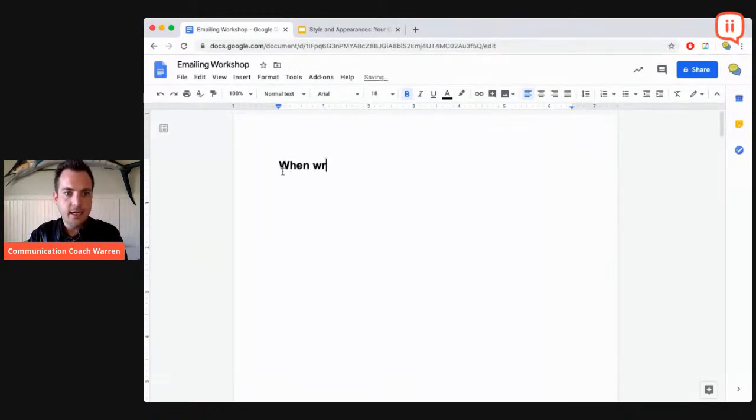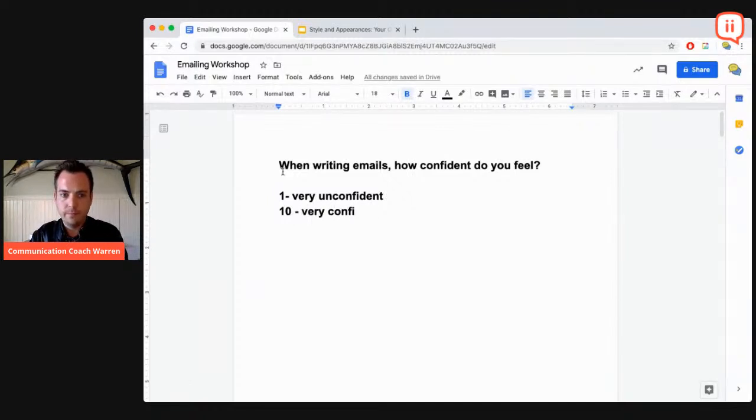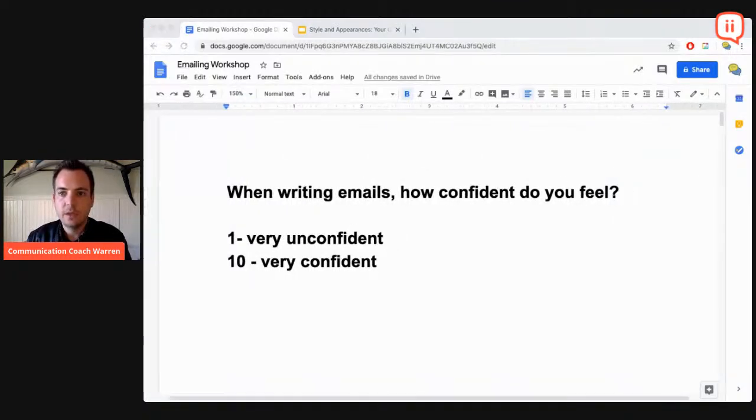When writing emails, how confident do you feel? Let's say 1 is very unconfident and 10 is very confident. So let's see how confident everyone is with their email writing. I see that several people are a bit more confident writing emails than working with phrasal verbs. Yesterday and in previous days that we've worked with phrasal verbs, I've seen lots of threes and twos, but today I'm seeing lots of sevens, lots of fives.